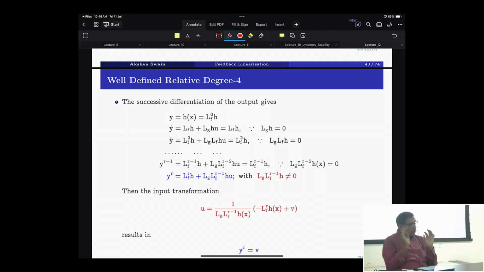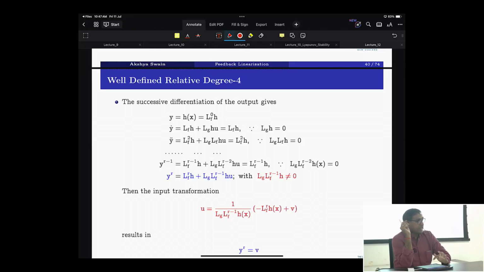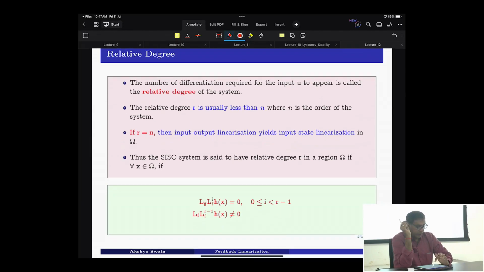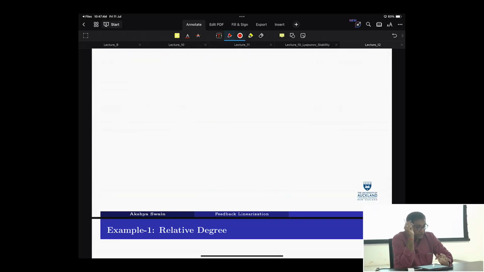So the idea is, forget about Lie algebra. You have got an output. We'll do it in an example, it will be clear. You differentiate the output until u appears. And then you cancel it. Let us do it, right? And the number of times you differentiate until the u appears is called the relative degree of the system. Let us do an example, then you see. Definitions, these things will come later.